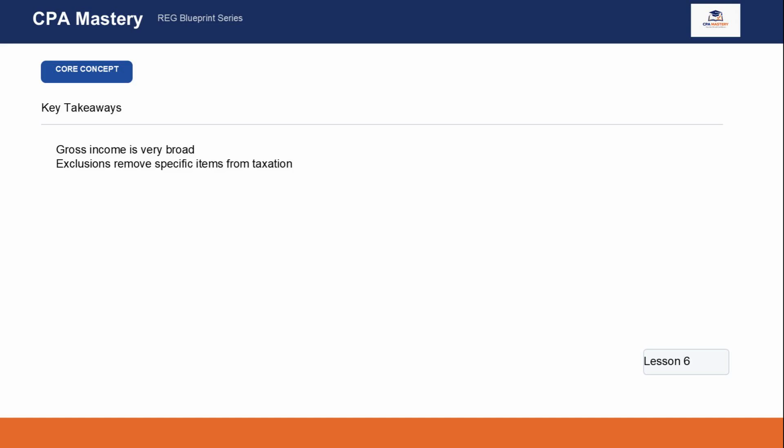Gross income includes most economic benefits received by a taxpayer. However, the tax code provides several specific exclusions that remove certain items from gross income. For the CPA exam, remember that exclusions must be explicitly provided by the tax law. If no exclusion applies, the income is usually taxable.